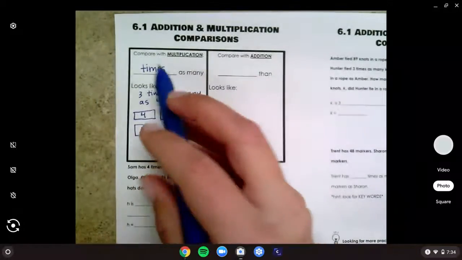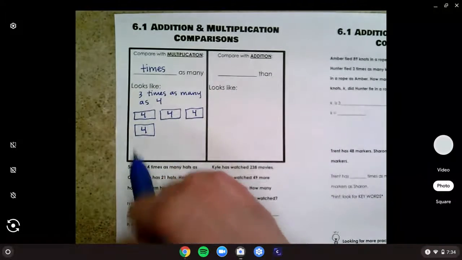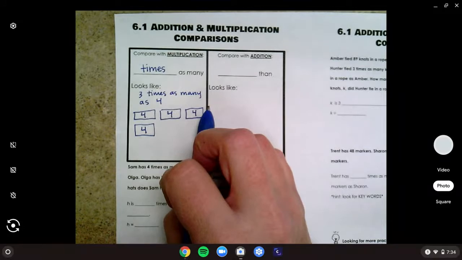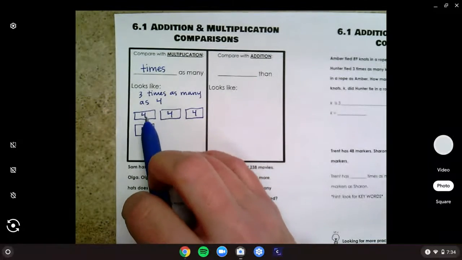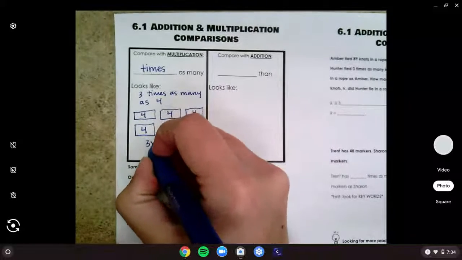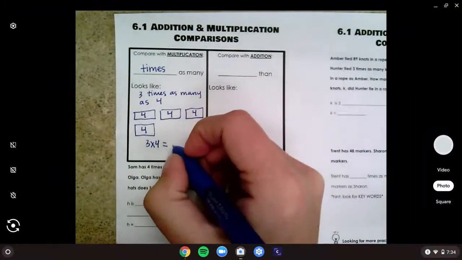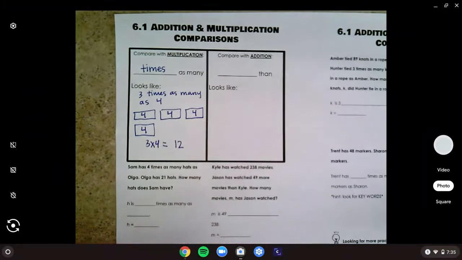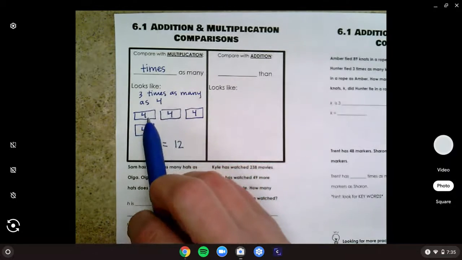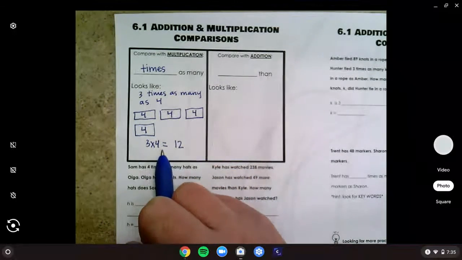Okay, you see how we started with our 1. The 3 times tells us that multiple, 3 of those boxes. Now times as many as 1 4. So we have 4 3 times. Also known as 3 times 4, which would equal 12. So we're looking for times as many, and we might want to draw these pictures or this multiplication problem to help us solve it.